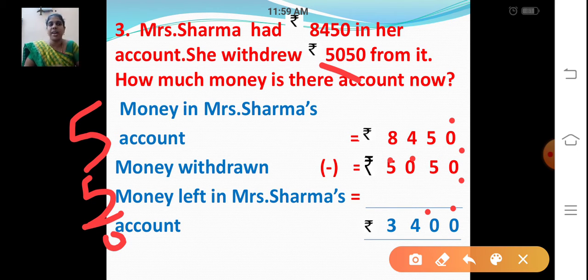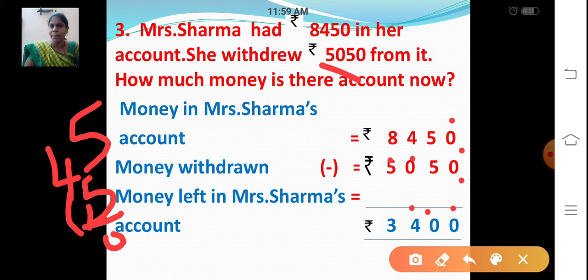Now let's move on to the hundreds place. 4 minus 0. When you subtract 0 from any number, what will be the answer? The answer will be the same. 4 minus 0 is 4. Write it down. 4. Now let's move on to the thousands place. 8,000 minus 5,000. 8 minus 5. After 5, 6, 7, 8. So what is the answer? 3. So the answer is 3,400.